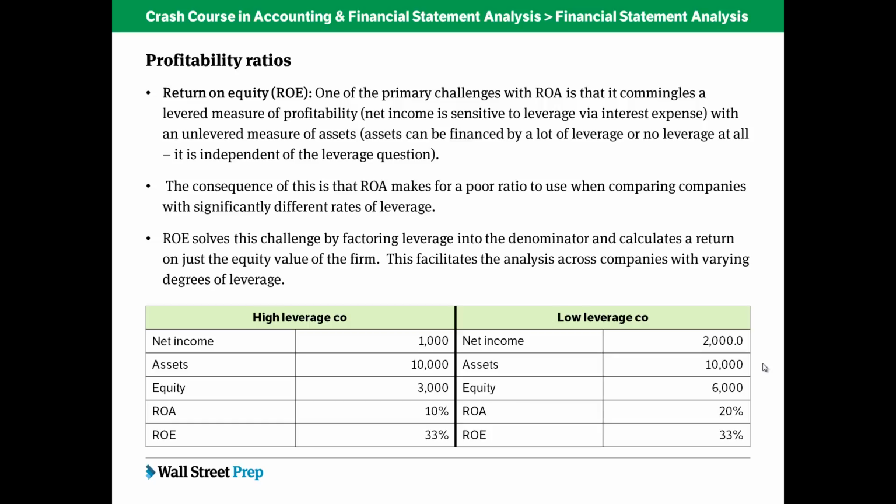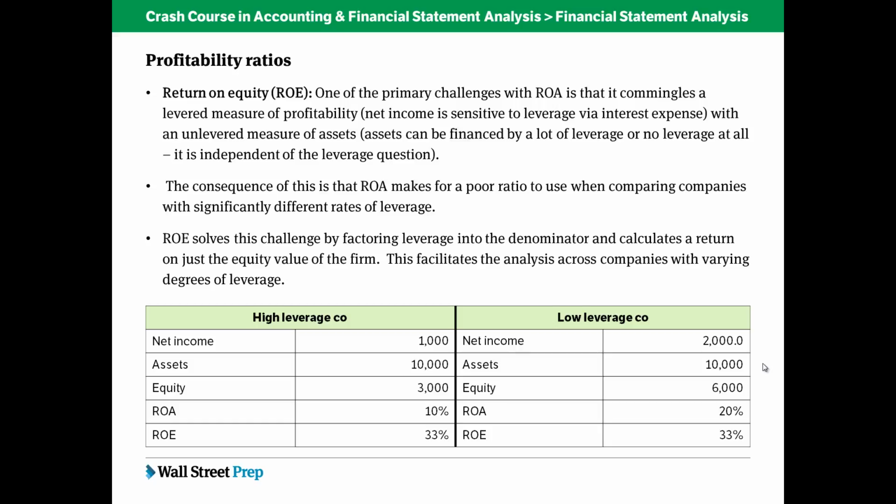Return on assets commingles that with a denominator that is an unlevered measure of resources. You're simply dividing by assets, and assets can be financed with a lot of leverage or no leverage at all. It's independent of the leverage question. The consequence is that return on assets makes for a poor ratio to use when you're comparing companies with significantly different rates of leverage.